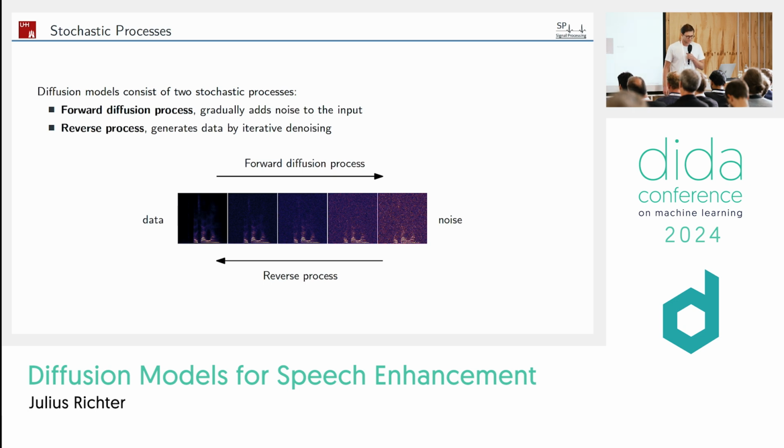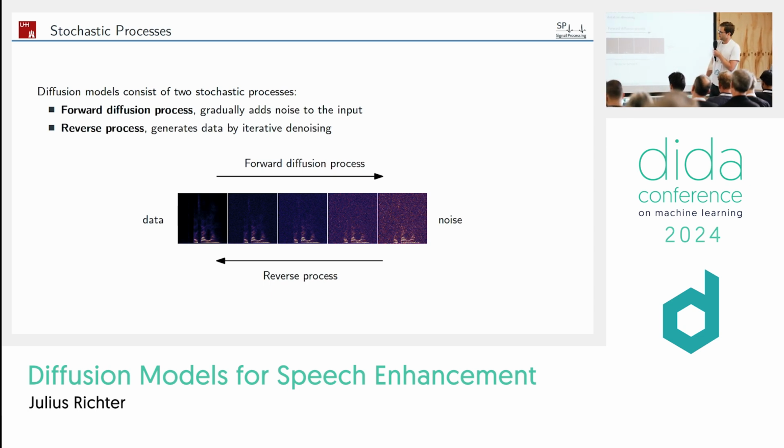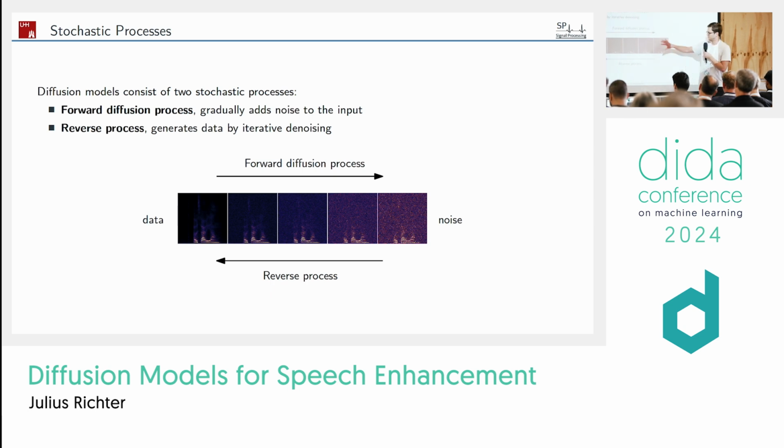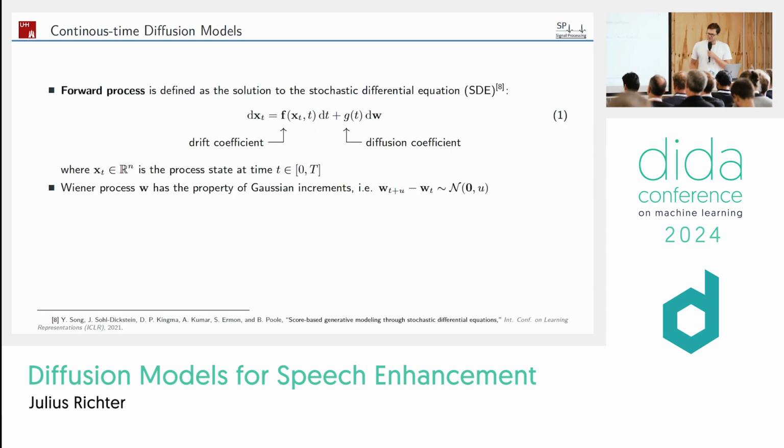So how does this work? Diffusion models basically consist of two stochastic processes. You have the forward diffusion process, which gradually adds noise to the data. Here we have an audio spectrogram. And then in the reverse process, we can generate new data by an iterative denoising procedure. So you start sampling from noise, and then you go back to your data sample. Here we work with continuous time diffusion models.